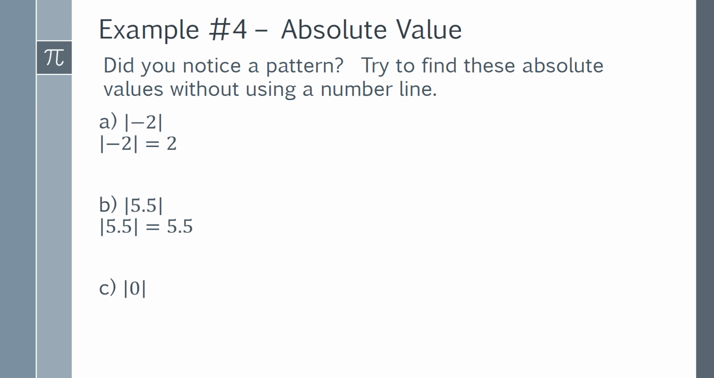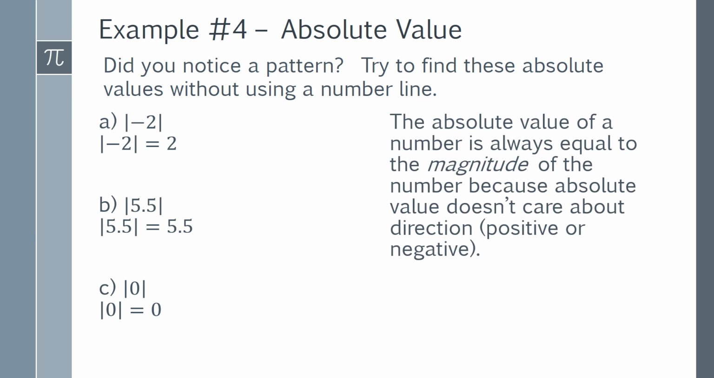Part C, the absolute value of 0. The absolute value of 0 is 0 because it is 0 units away from itself on a number line. Here's a hint to help you remember. The absolute value of a number is always equal to the magnitude of the number because absolute value doesn't care about direction, in other words, positive or negative.